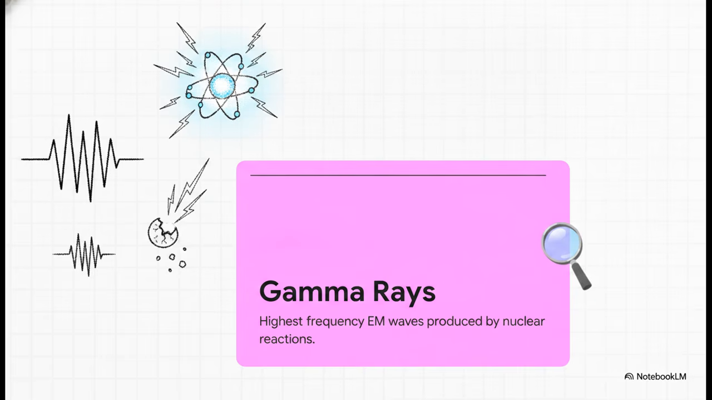Finally, we reach the extreme far left of the spectrum, gamma rays. These boast the absolute highest frequency and the shortest wavelengths of them all, less than 0.01 nanometers. These aren't just created by moving electrons. No, these are unleashed by intense nuclear reactions and radioactive disintegration. It is the absolute peak of the energy scale.